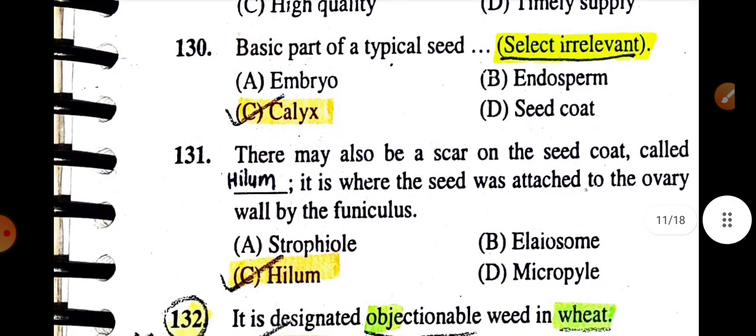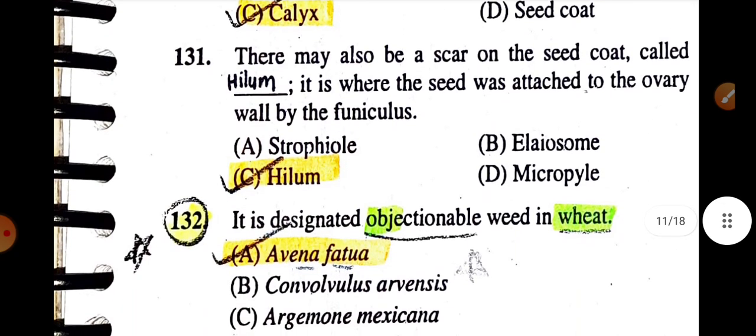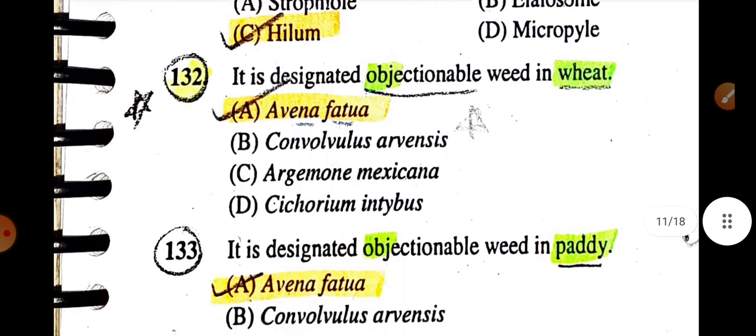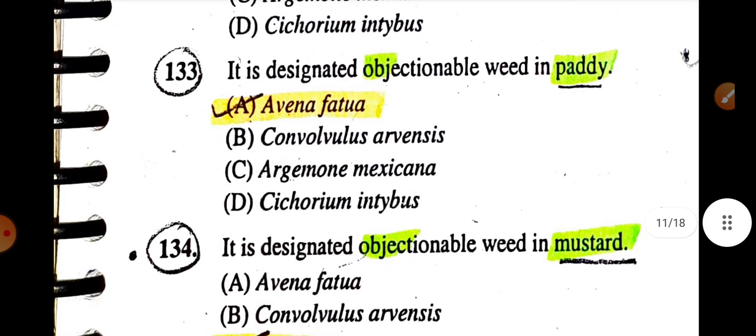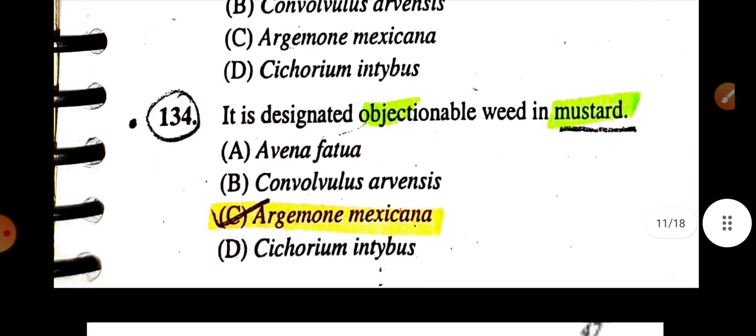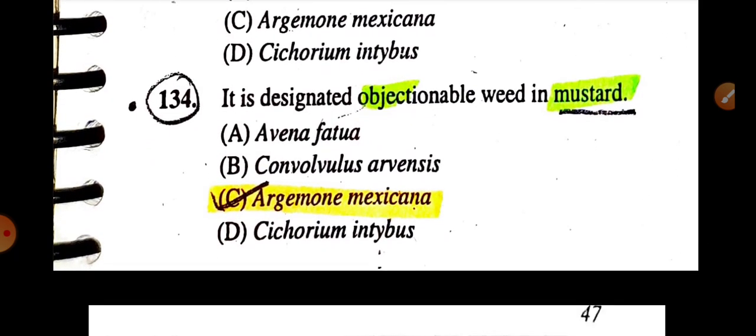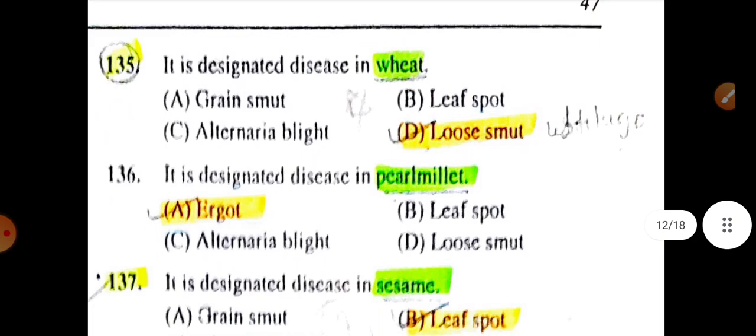The basic parts of a typical seed are the embryo, endosperm and seed coat. There may also be a scar on the seed coat called the hilum. It is where the seed was attached to the ovary wall by the funiculus. The objectionable weed of wheat is Avena fatua. The objectionable weed for paddy is Avena fatua. For mustard it is Argemone mexicana.